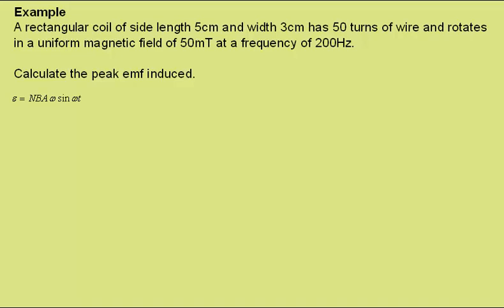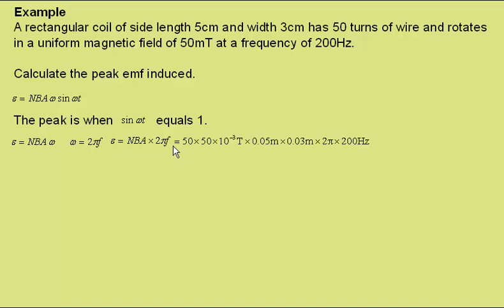Well, for this we can use this expression, but at the peak, sine omega t will equal 1. So we can simplify this to the EMF is equal to nBA omega. Also, omega is equal to 2 pi f, so we can write the EMF is equal to nBA times 2 pi f. All that remains is to put the values in, and we get an EMF of 4.7 volts.